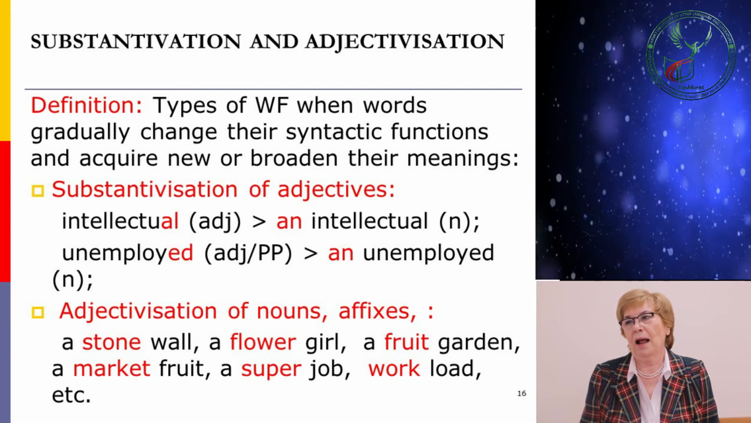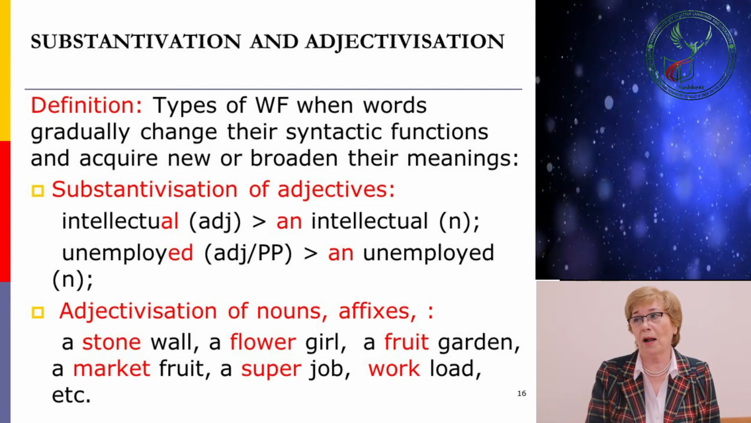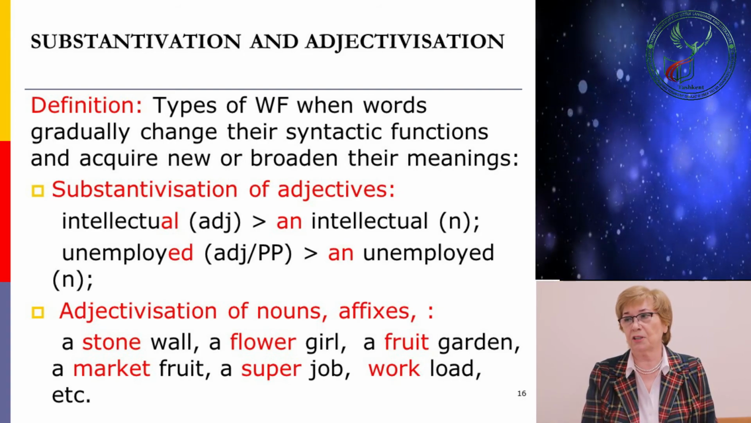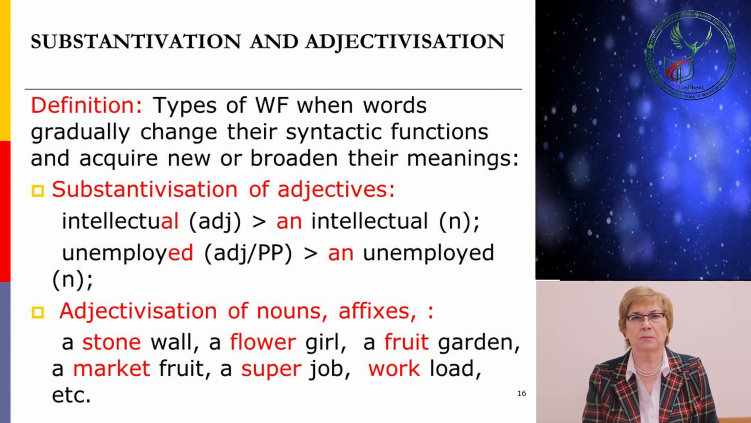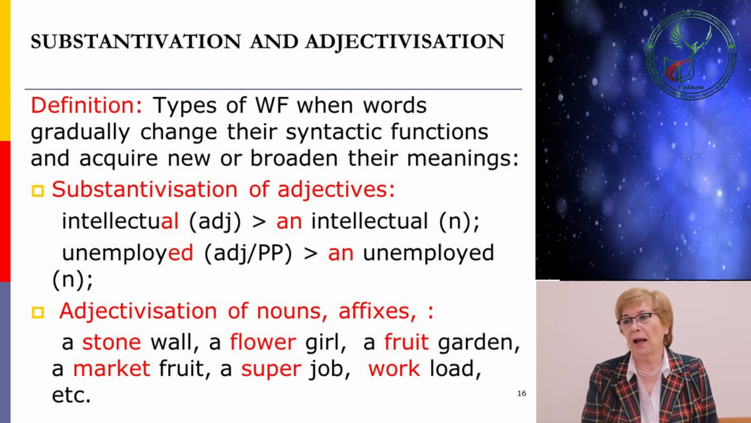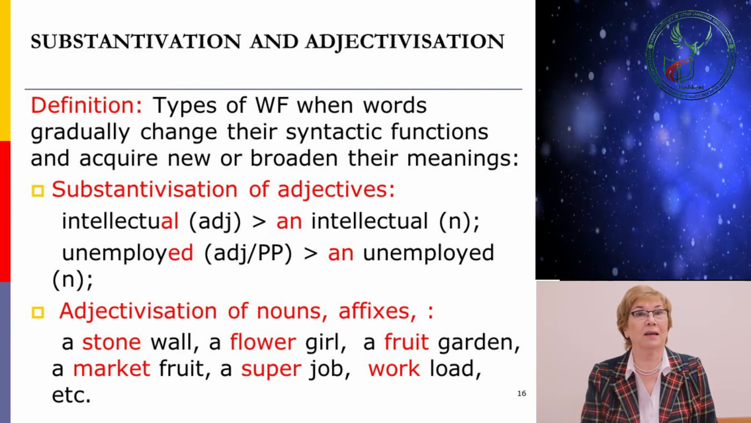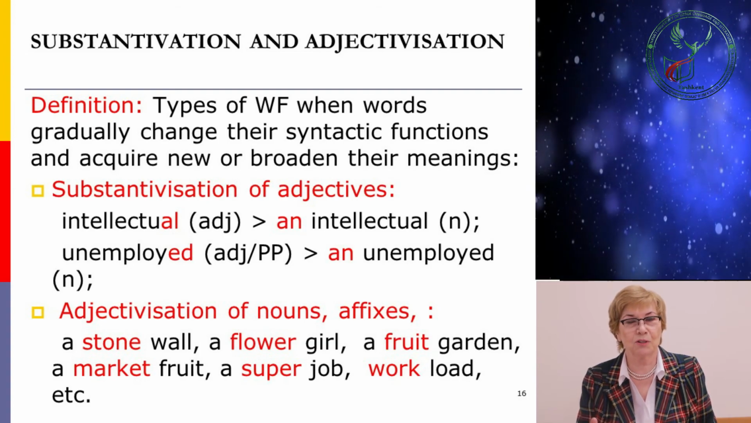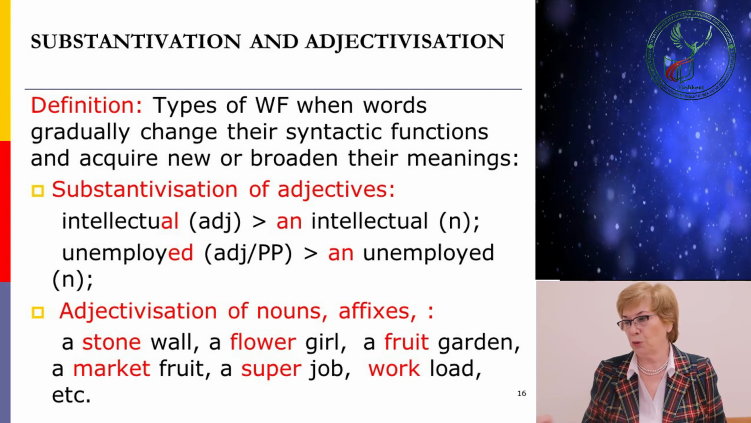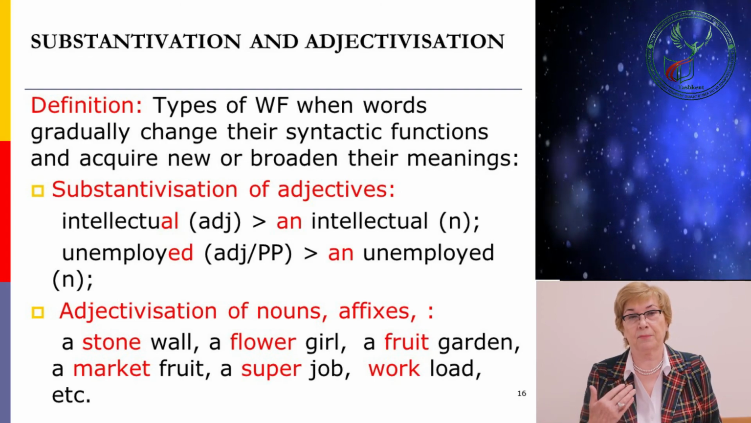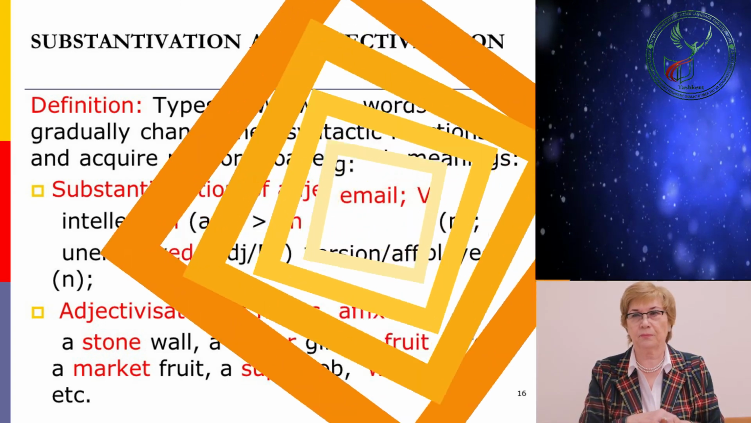Substantivization means making nouns from adjectives. Intellectual is an adjective, but an intellectual is already a noun. Same goes with unemployed. And adjectivization is vice versa, means making adjectives from nouns. As soon as we put a noun before another noun, this noun turns into an adjective, into an attribute, right?